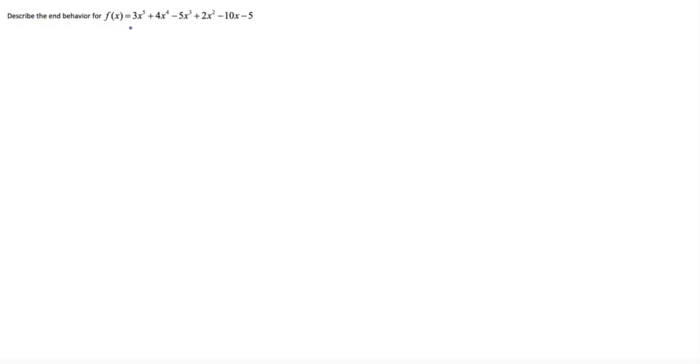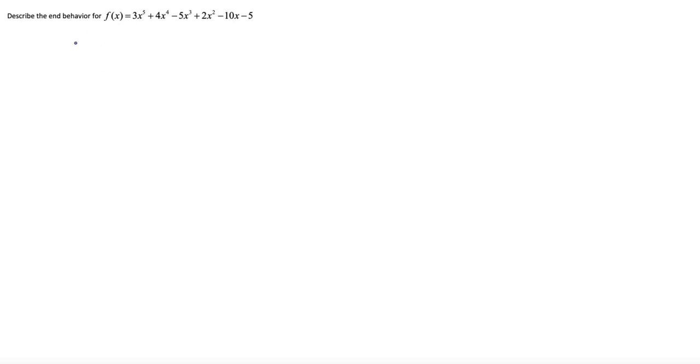Describe the end behavior for f of x equals 3x to the fifth plus 4x to the fourth minus 5x cubed plus 2x squared minus 10x minus 5. Now it's a pretty long polynomial, right? There's like 6 terms in here. But remember, the end behavior refers to what is happening to y as x gets really large.